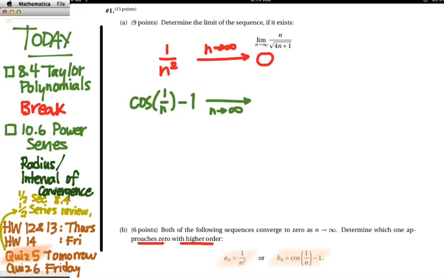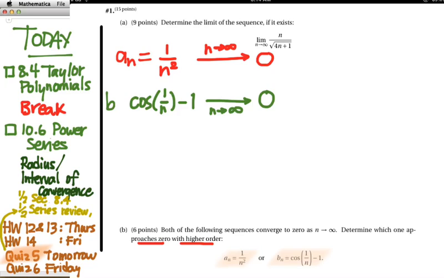As n tends to infinity, this looks like the cosine of 1 over infinity, quantity, minus 1. But 1 over infinity is one of our names for 0. But the cosine of 0 is 1. So 1 minus 1, indeed, gives us 0. So both of these sequences, let's call them an and bn, as they were called in the problem, both of these sequences approach 0 as n tends to infinity.